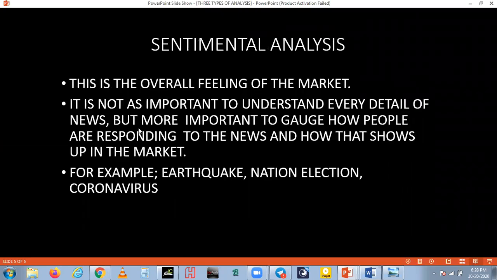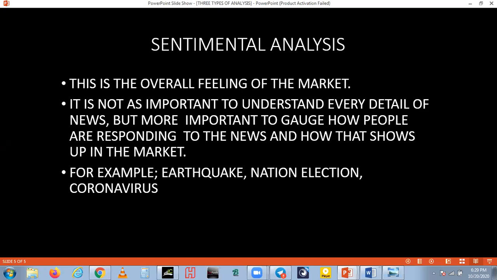So sentimental analysis. This analysis, I do not know if this analysis is actually real, but I believe some people still trade this kind of analysis. I don't like it, okay, because it's like gamble to me. So, sentiment analysis is the overall feeling of the market. Like if you feel the market is going to go up, or you have a feeling the market is going to go down, you enter your trade. So that's how they analyze the market.